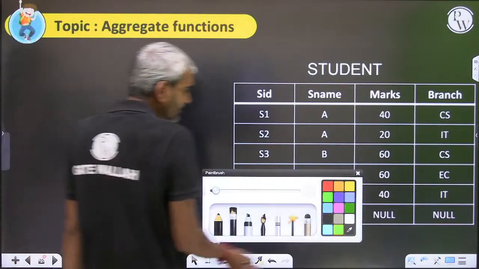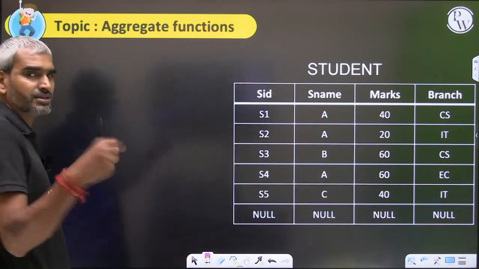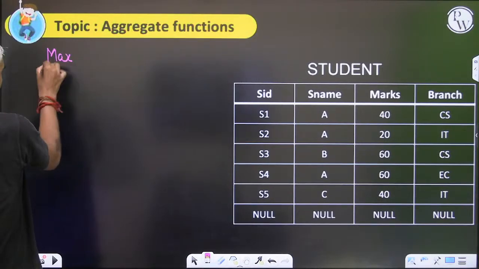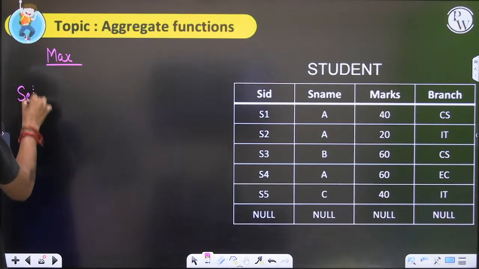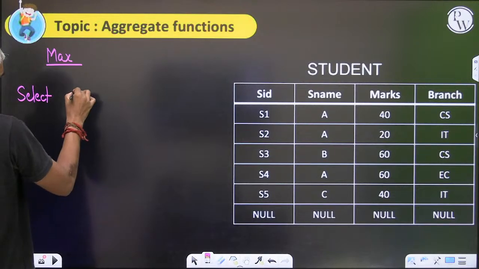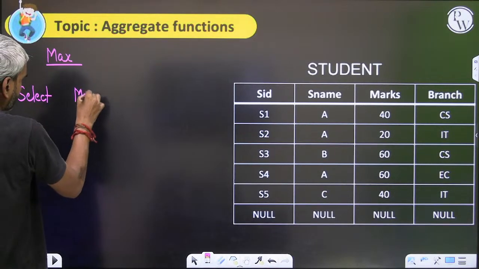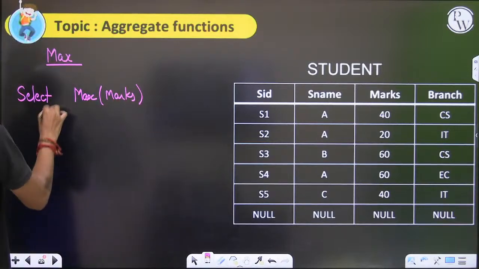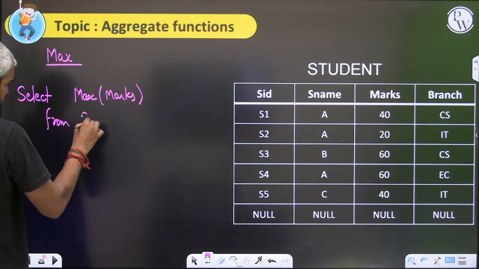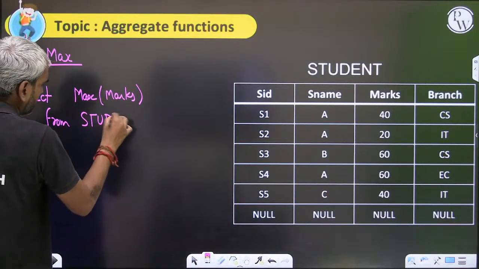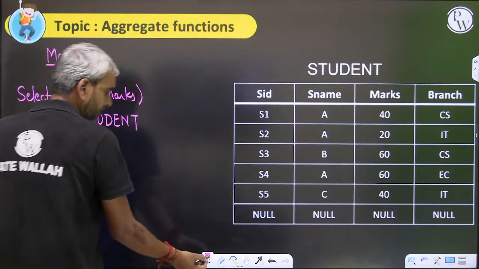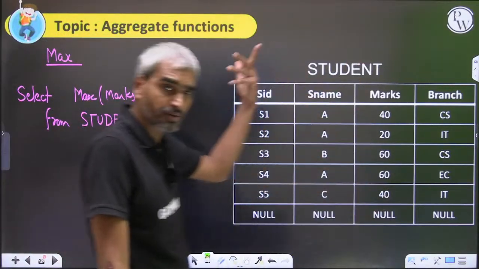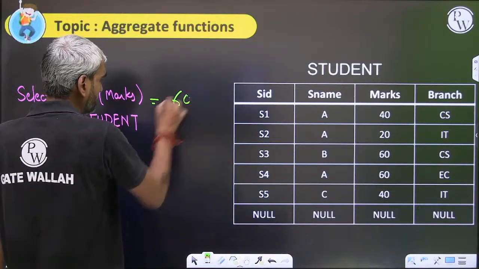The next ones are easy. Max and min are easy. Obviously, they will return the maximum or minimum value. So max will be: select max of marks from the student. The maximum value of marks will be returned, and what is the maximum value here? 60. The maximum among non-null marks will be 60.